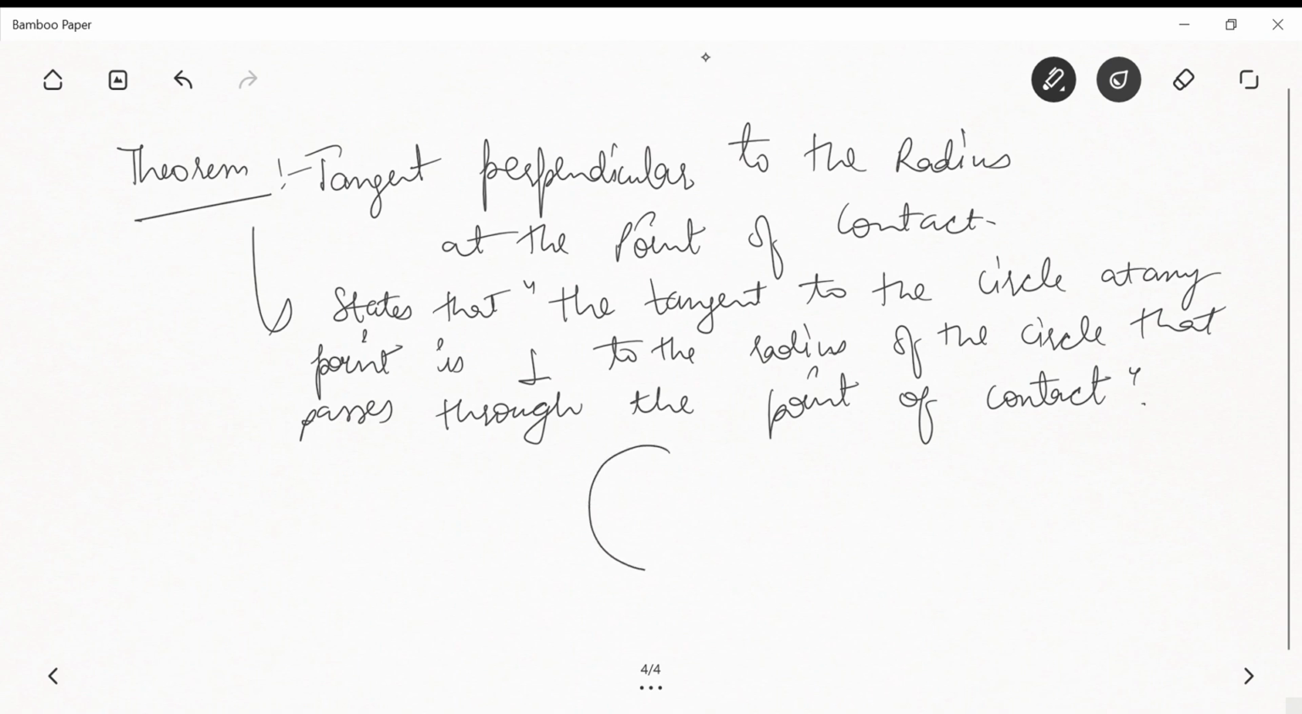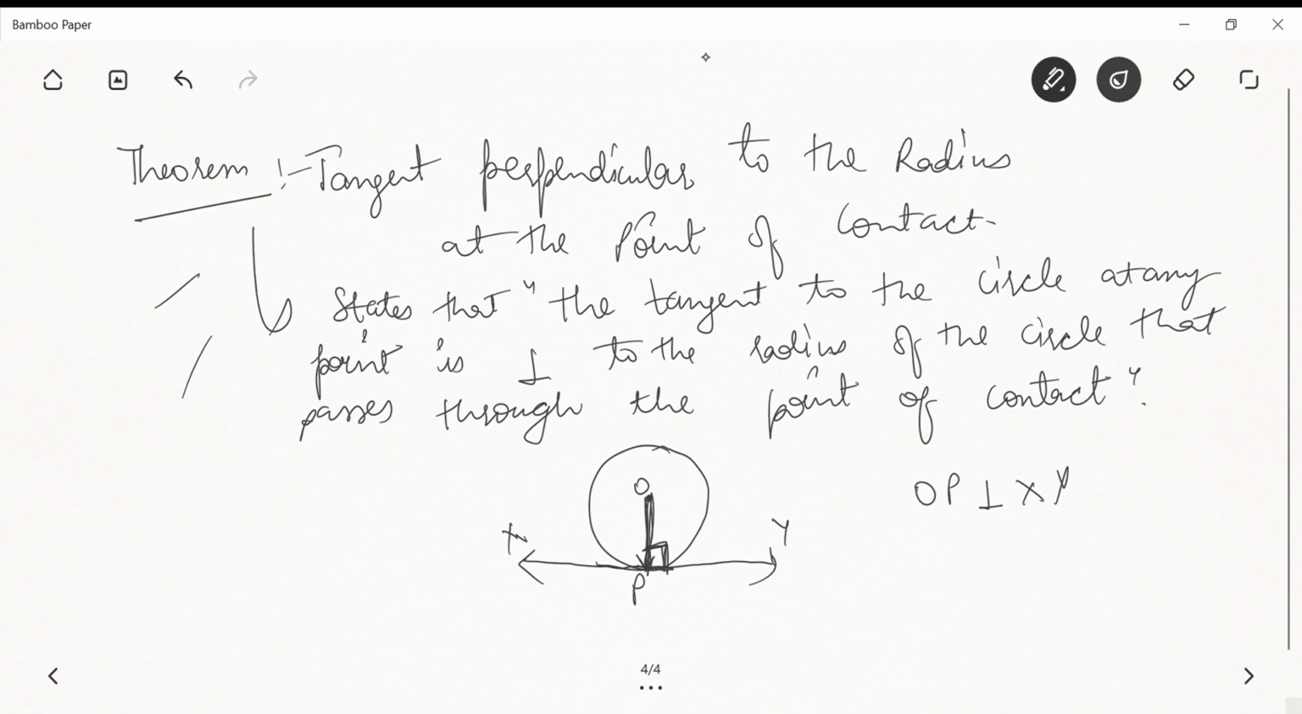For example, you are having a circle and there is a tangent. When we draw a line from the center to the point where the tangent is touching the circle, the radius is perpendicular to that tangent. Let's say this is O, this is P, this is X, and this is Y. So OP is perpendicular to XY. I hope this theorem is clear to you. So tangents are always perpendicular to the radius of a circle.